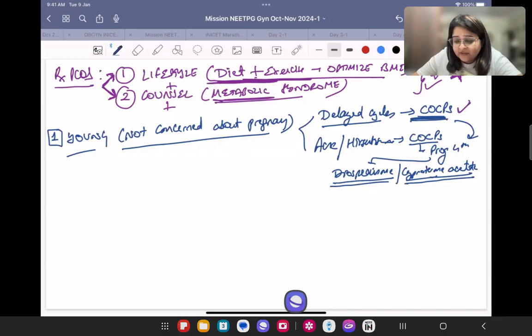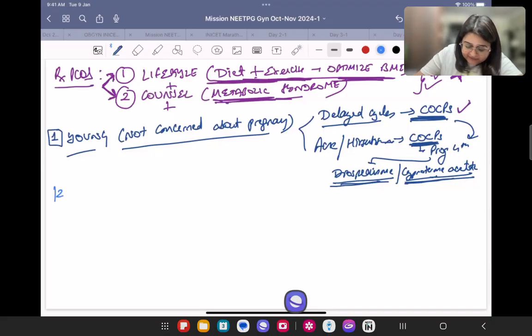Because this will regularize her cycle. It will bring the FSH, LH to baseline values. Okay, it will also, the progesterone component will correct her androgenic problems also. But this is not the solution. The solution is diet and exercise and optimizing her BMI. The solution is counseling her about the risks and educating her so she is more aware about her problem.